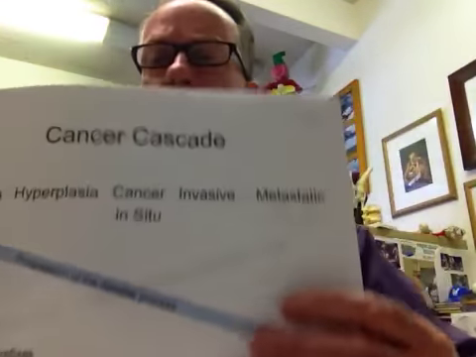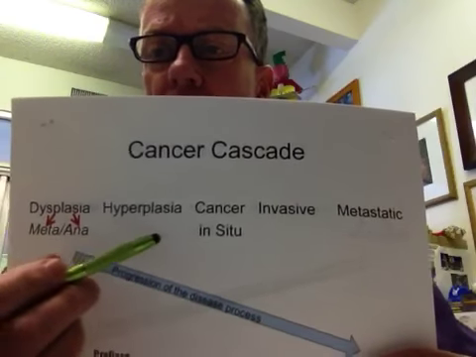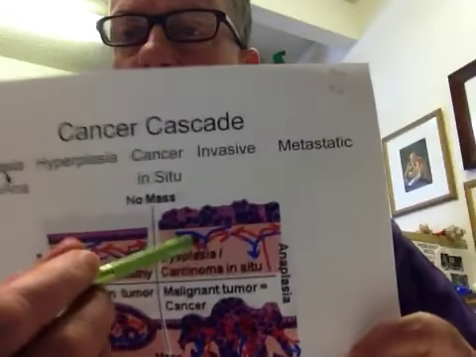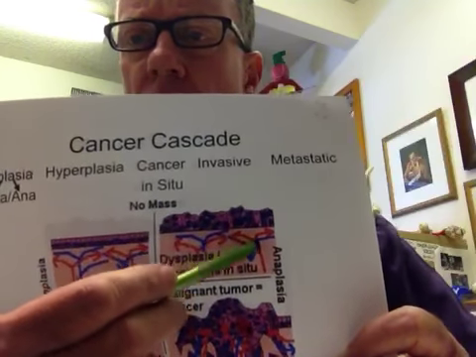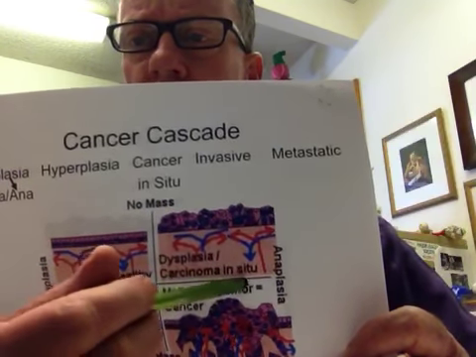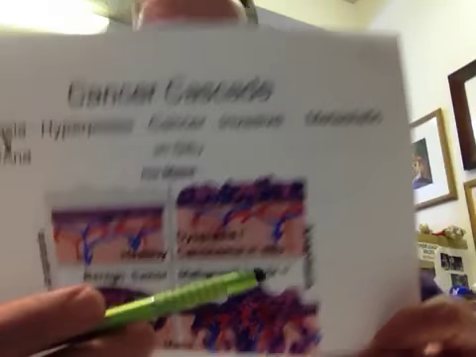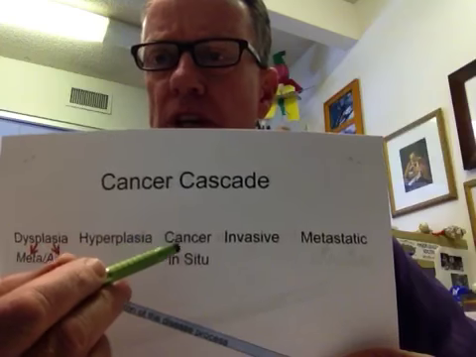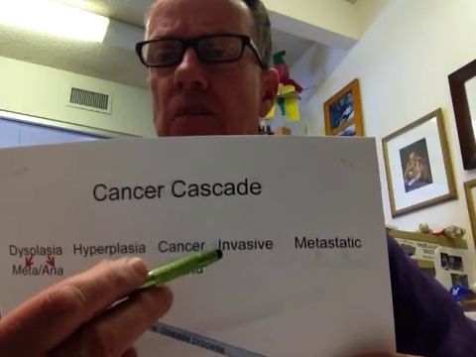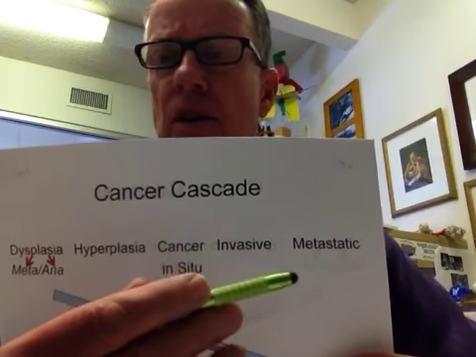So in this cancer cascade, dysplasia to hyperplasia, and then to cancer in situ. Right here is an example of cancer present, but it's confined in a locality called cancer in situ. It's in one particular locality. And then when the cancer breaks through the cell membrane, it becomes invasive. It goes to other organ systems and becomes metastatic.